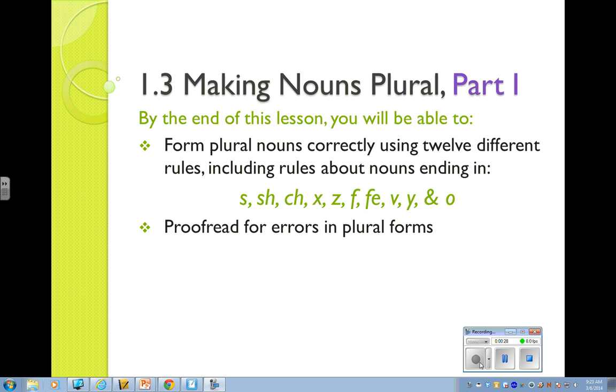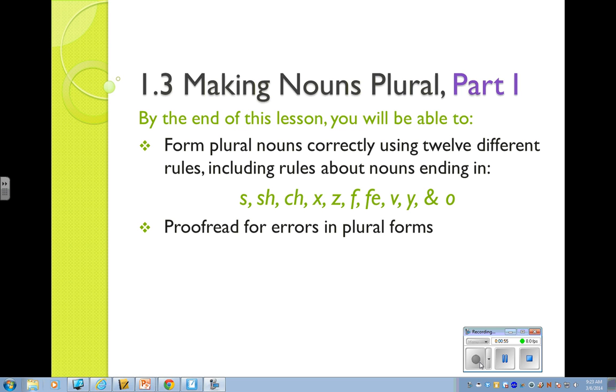Now I've noticed on many of your papers, we tend to overuse our apostrophes. Lovelies, except in very rare cases, apostrophes are used to show possession, that a noun owns something or has something. They are rarely and seldom used to create a plural. And so we're going to cover that over the course of this mini lesson and the next mini lesson.